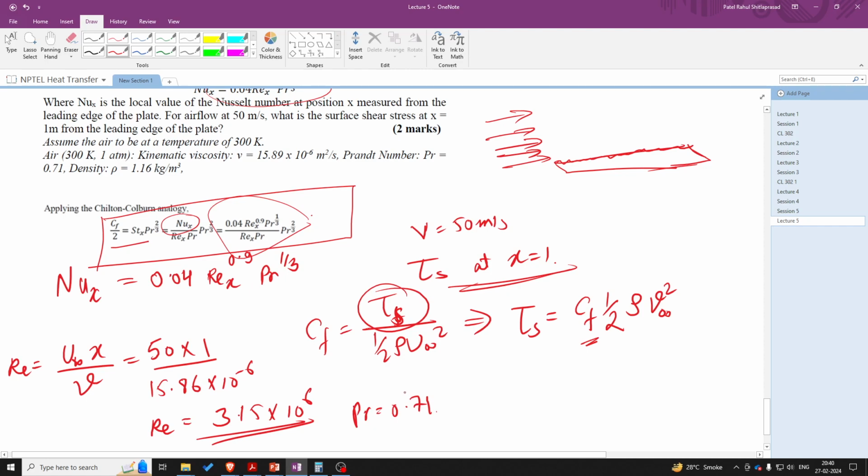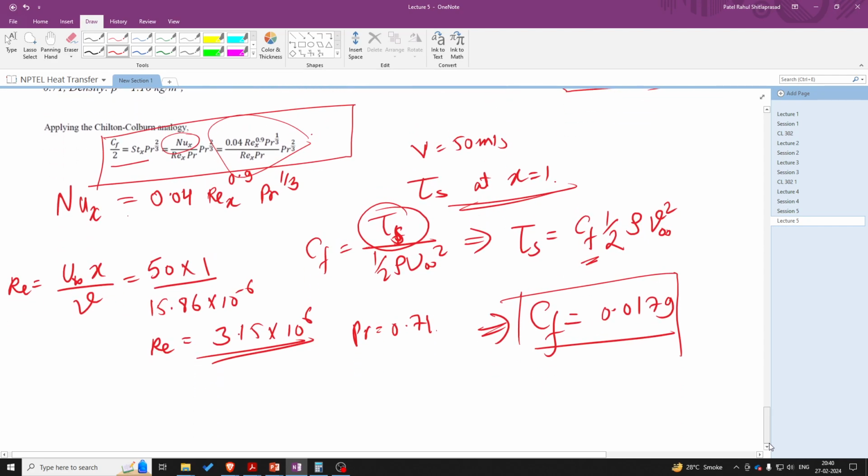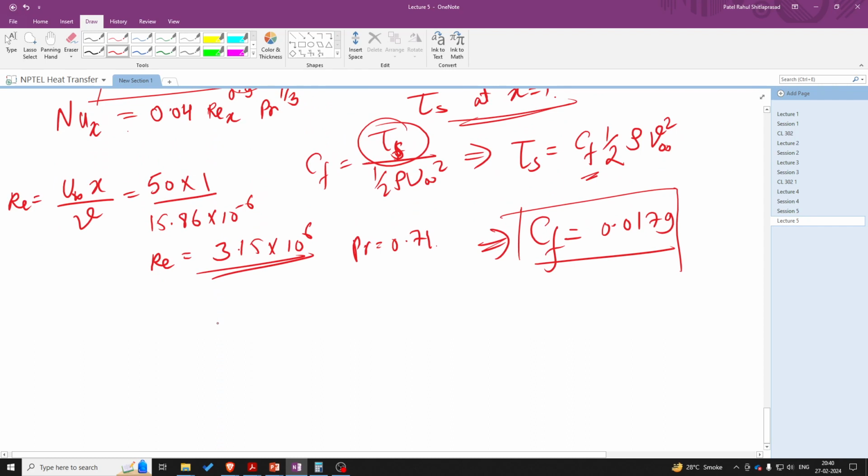So from this you can calculate the Nusselt number, put it over here, then again replace the Reynolds number and Prandtl number over here, and ultimately you can calculate the value of Cf as 0.0179. This will be the value of Cf. So in order to find this stress tau_s, you can just multiply the Cf by half of rho velocity squared that we saw over here.